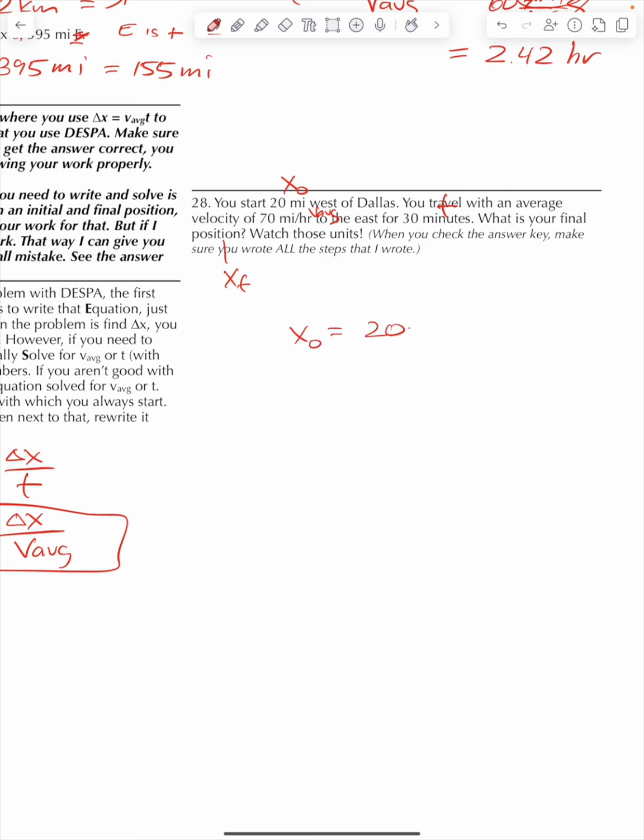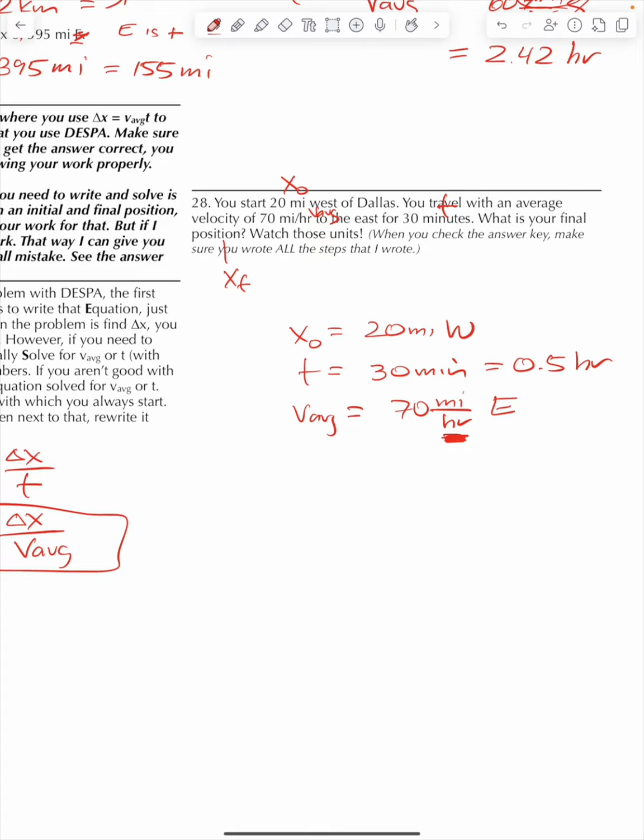Initial position is 20 miles west. We got T equals 30 minutes. And then the average velocity equals 70 miles per hour. See something wrong here? And this is to the east. You see two different time units? Yeah. So what I'm going to do actually is right away say this is 0.5 hours, because we're going to have to deal with the fact that we have hours here. I could have converted miles per hour to miles per minute, but I think most of you will agree that it's just a little quicker to conveniently convert 30 minutes to 0.5 hours.